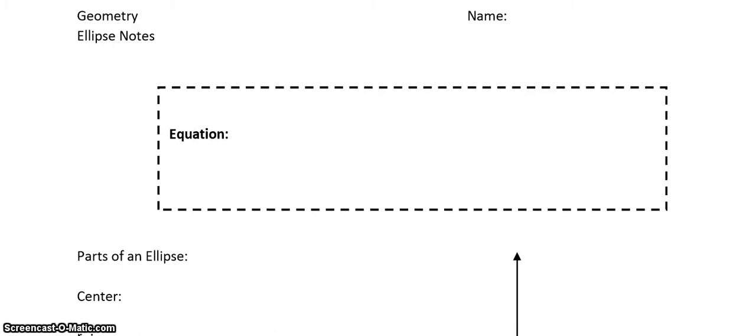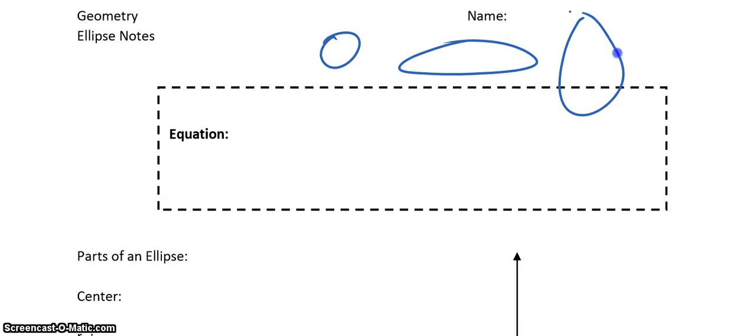Now, ellipses are different from circles because a circle has the same distance from the center to the edge. Ellipses have two different radii, so it could be stretched. We could take a circle and stretch it sideways and or up and down. So that's what we're going to focus on today.